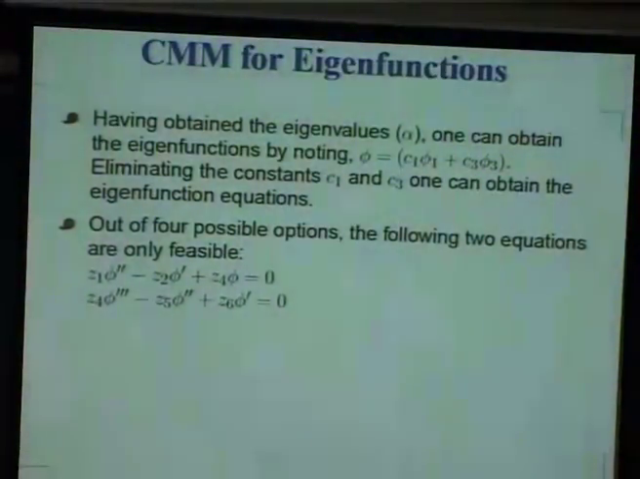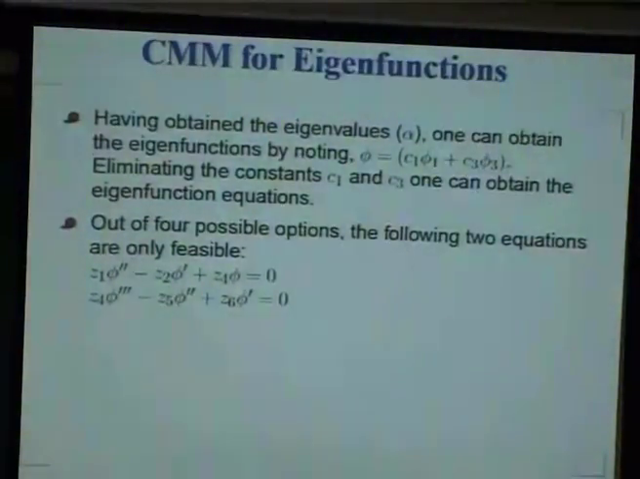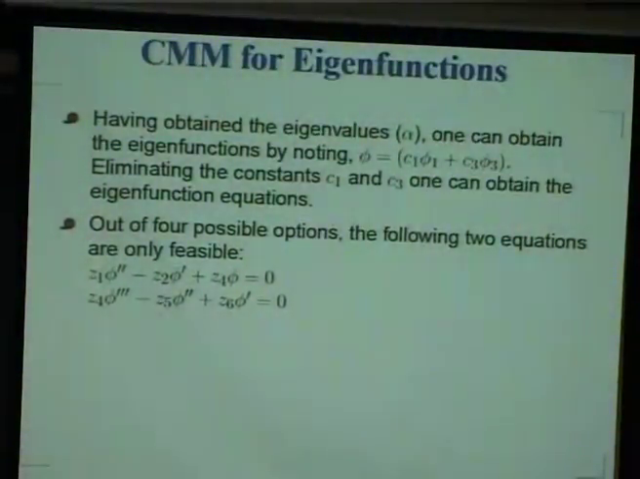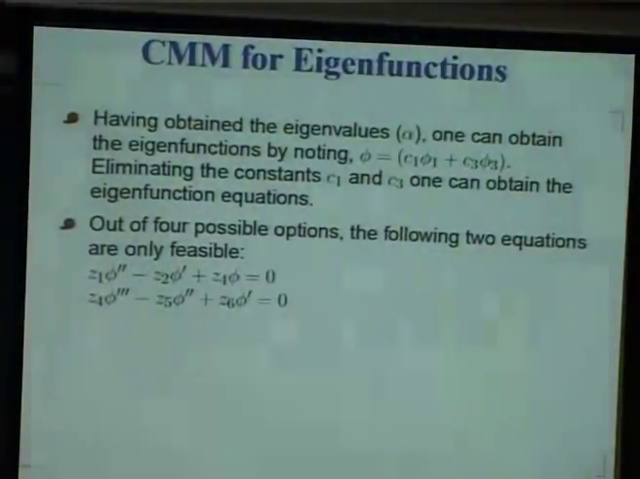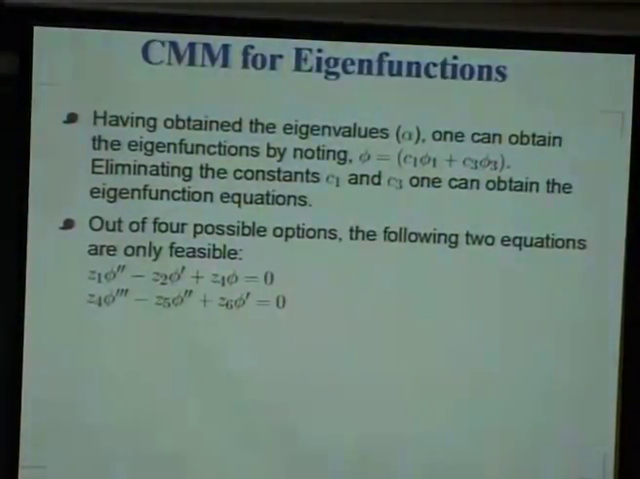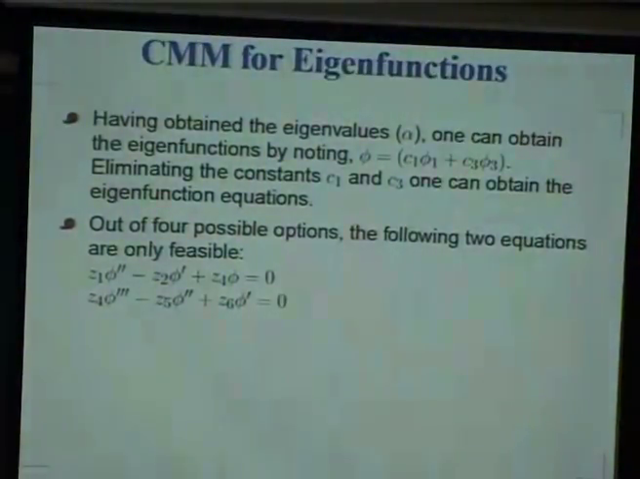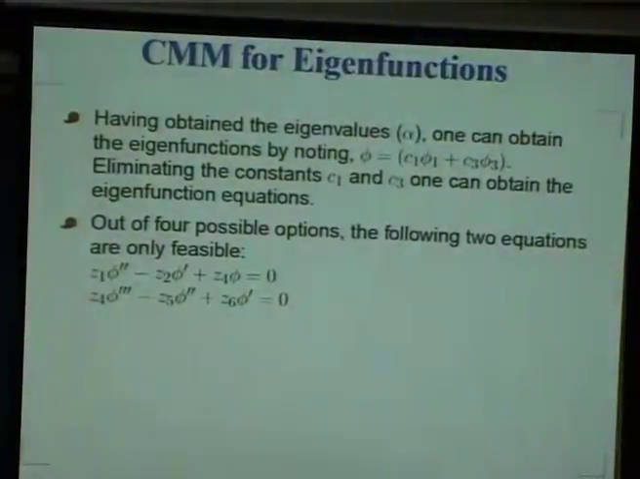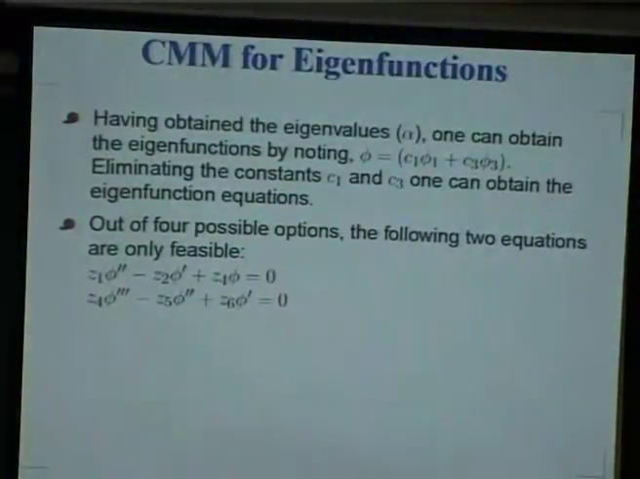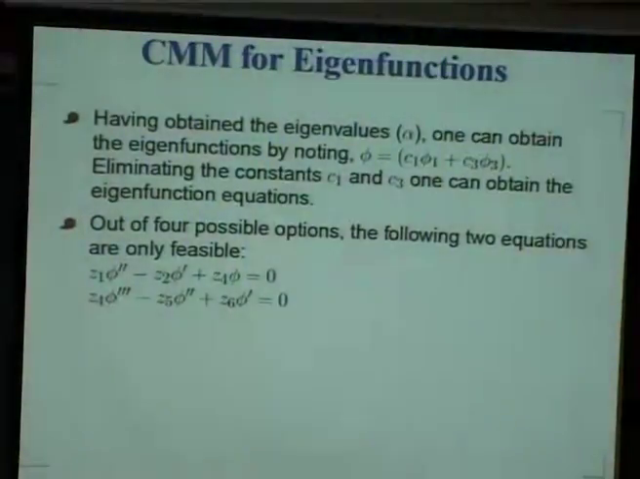So, that could be written in terms of C 1 phi 1, C 2 phi 2 and C 3 phi 3. What you do is you differentiate this a few times to get phi prime, phi double prime and phi triple prime, and then you can eliminate C 1 and C 3. If you eliminate those constants C 1 and C 3, you end up getting equations of this kind.